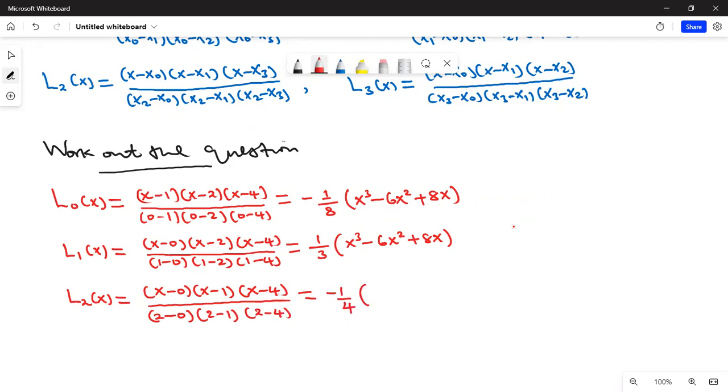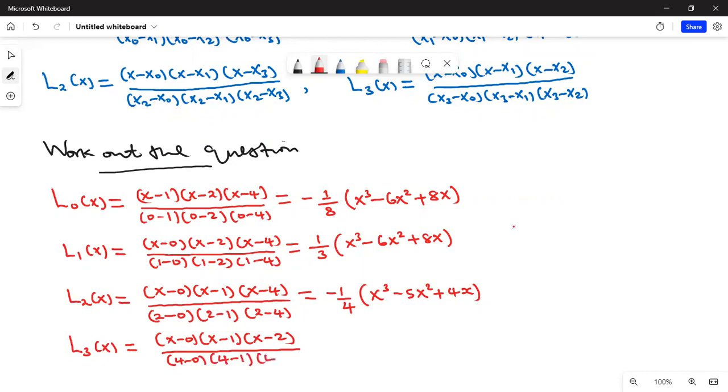And that numerator, when you open it up, you get x cubed minus 5x squared plus 4x. Then lastly, L3 of x. That is x minus 0, x minus 1, x minus 2 over 4 minus 0, 4 minus 1, 4 minus 2. And so this should give you 1 over 24 into x cubed minus 3x squared plus 2x.